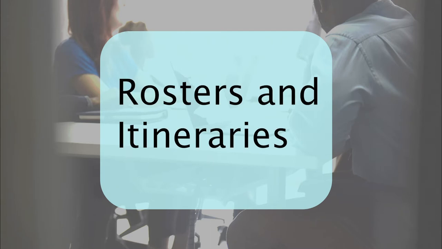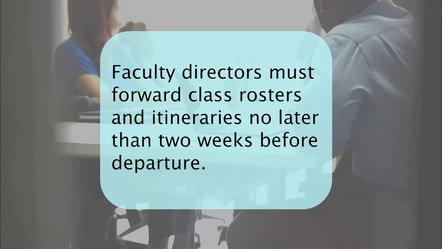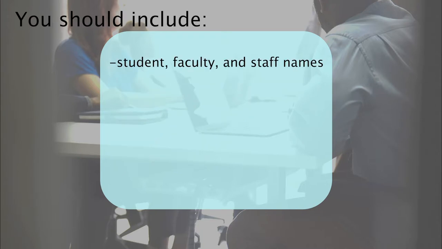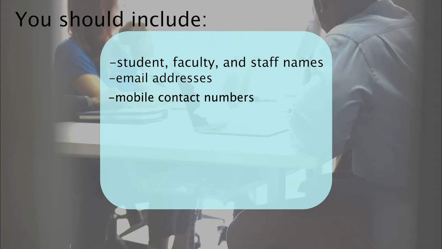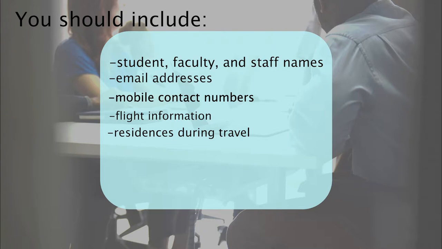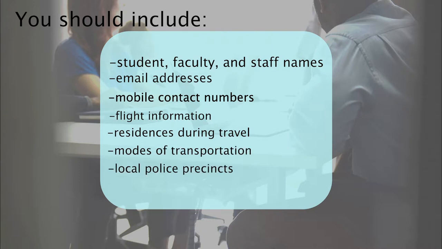Class rosters and itineraries. Faculty directors must forward class rosters and itineraries to the Office of International Safety and Security no later than 2 weeks prior to departure. This should contain student, faculty, and staff names, email addresses, mobile contact numbers, flight information, residences during travel, mode of transportation between cities, and the police precinct address for each overnight stay.